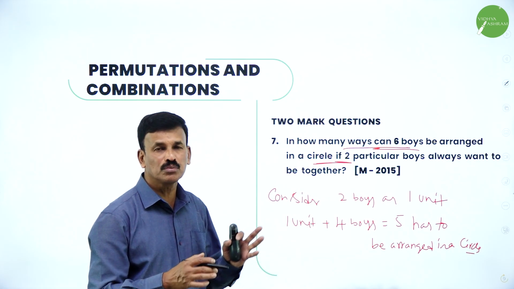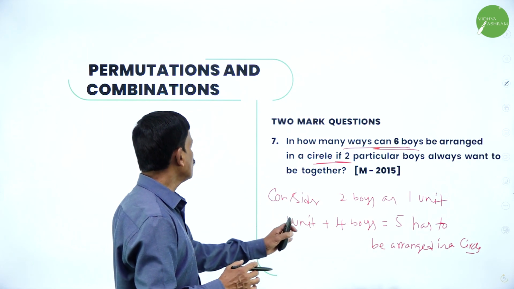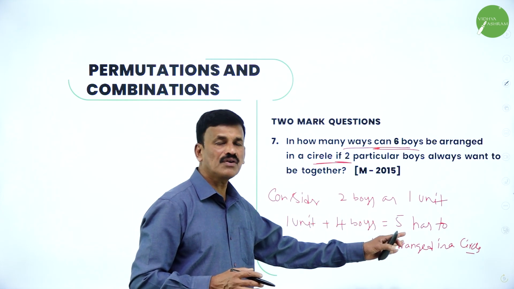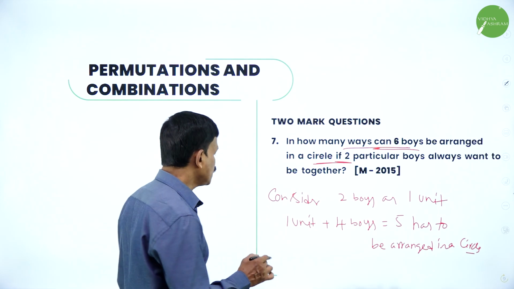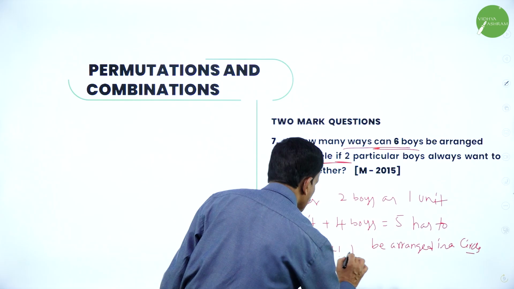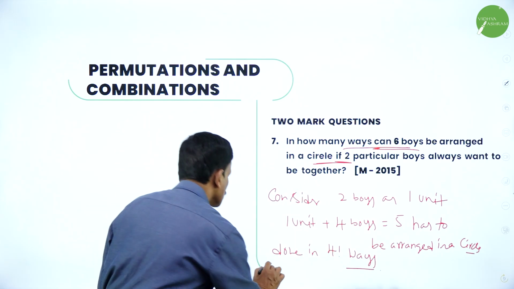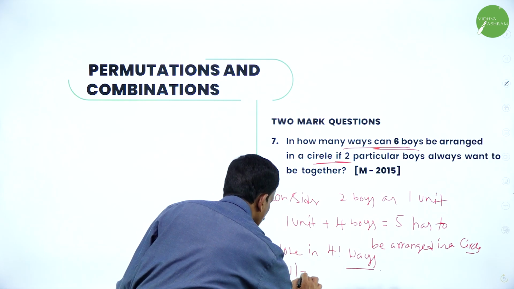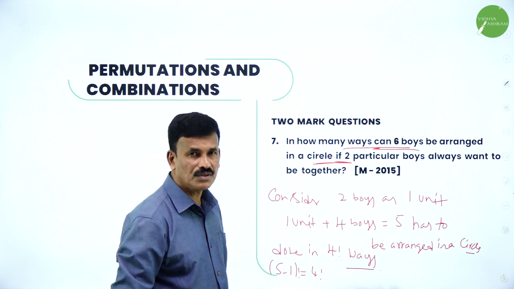So, consider the 2 boys as one unit. The remaining 6 minus 2 is 4 boys. So, 1 unit plus 4 boys, that is equal to 5 numbers to be arranged in a circle, right? So, this can be done in 4 factorial ways. That is (n minus 1) factorial, that is 5 minus 1 factorial, which is nothing but 4 factorial ways.